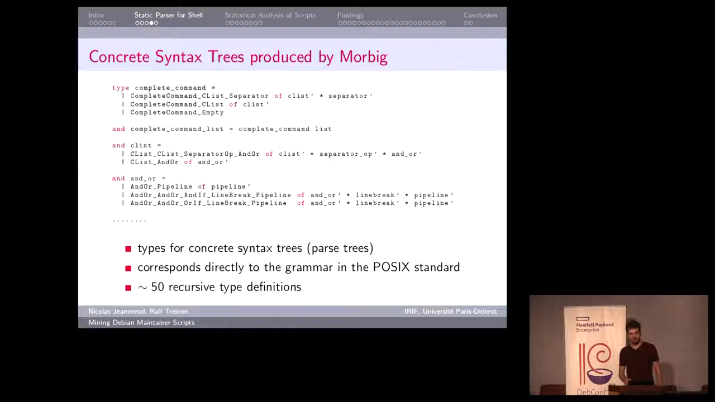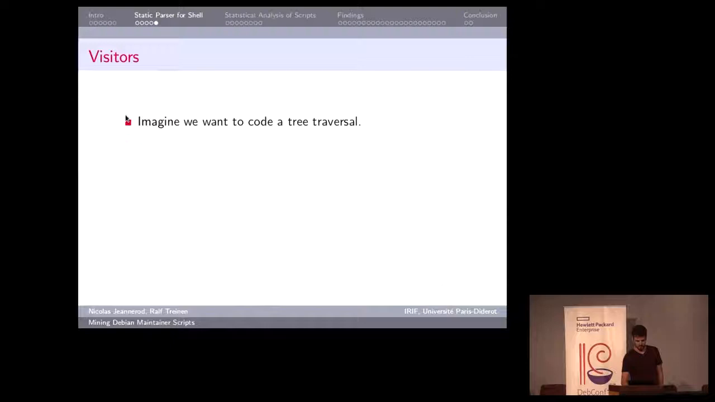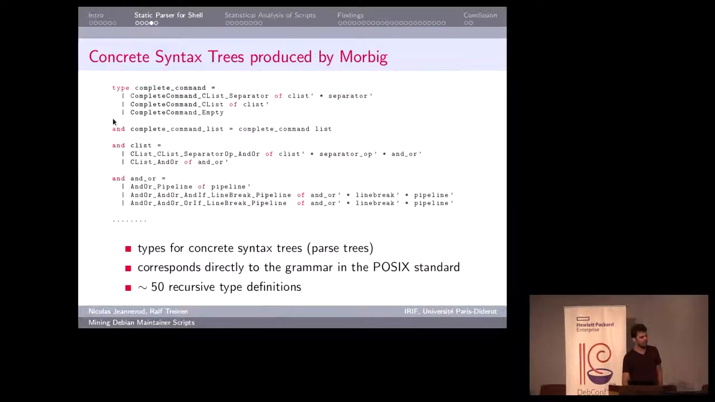What Morbig produces is what we call a concrete syntax tree. This is a huge tree with, in our case, more than 50 recursive type definitions. And in fact, what this tree represents is all the grammar rules that have been used to parse the script. So I don't know if that's readable on the slides, but you have one type per grammar rule, so a complete command, a CList, an AND-OR, and then one constructor of type per rule of the grammar that you applied in that case. So this corresponds directly to the grammar of the POSIX standard once again, and so you can work on really what has been used.